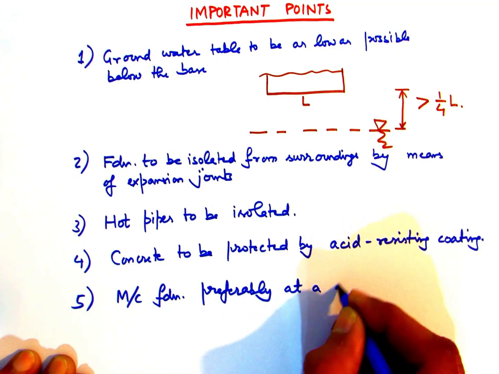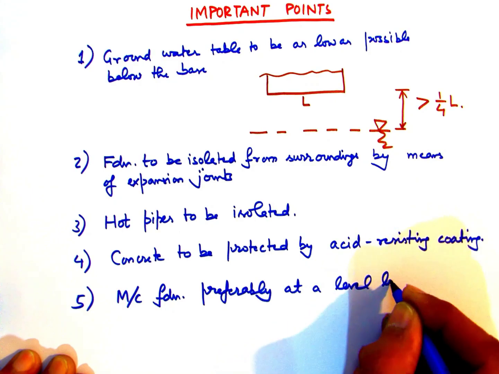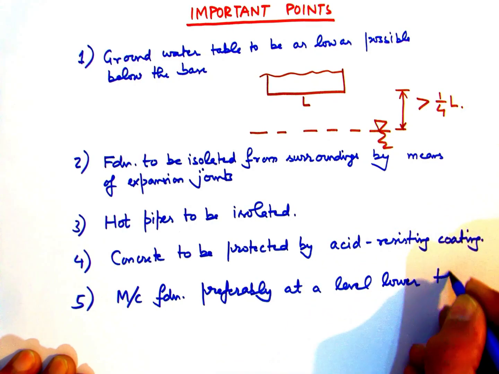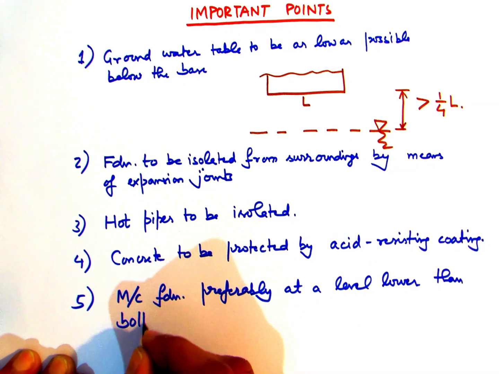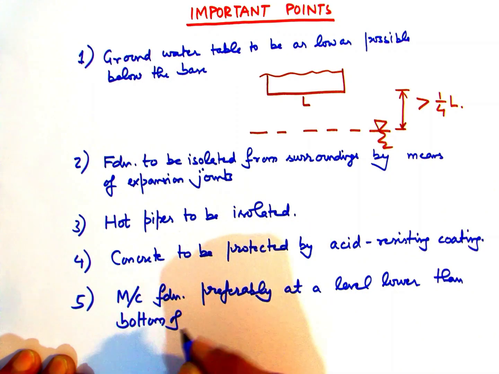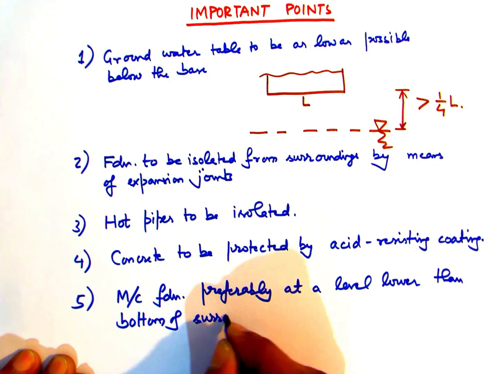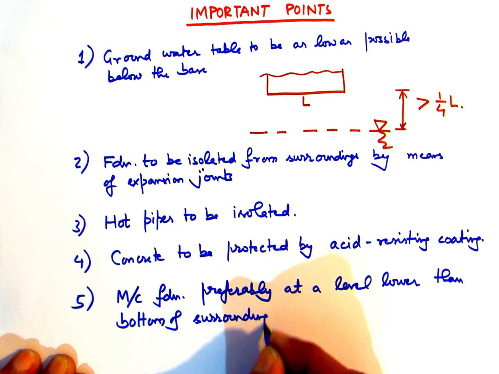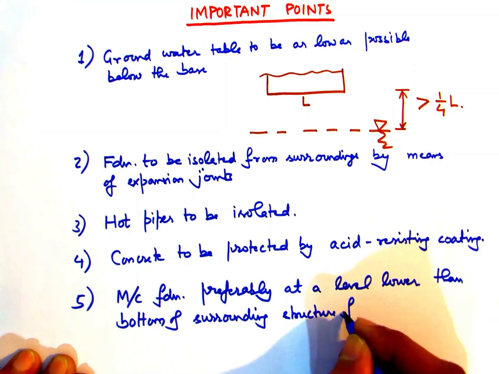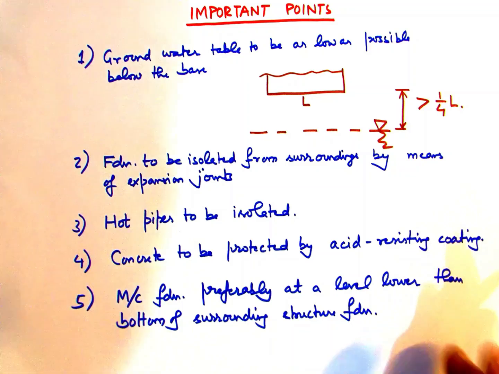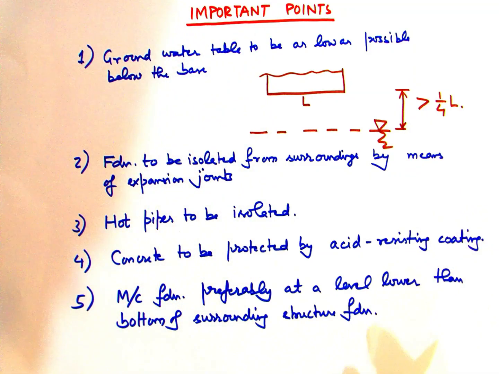Now, in order to make sure that the vibrations are not transferred to the surrounding structure, it's also advisable that the machine foundation should preferably be placed at a level lower than the bottom of the surrounding structure. Now, this provision number 5 may be in conflict with guideline number 1 with regard to the water table. So the engineer has to accept a certain level of trade-off between the two.